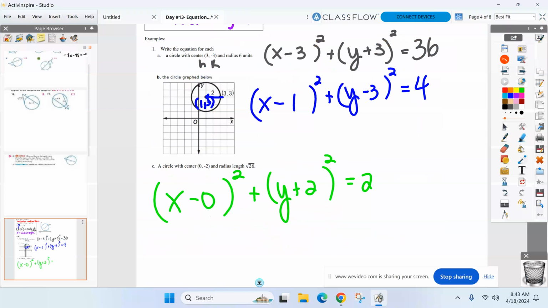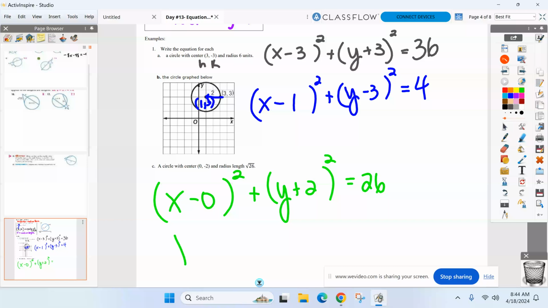I would accept this as an answer 100%. But you're never going to see it written like this. Here's why. You're not going to see x minus 0 all squared. It's going to be simplified. X minus 0 is just x. So you're not going to see this.